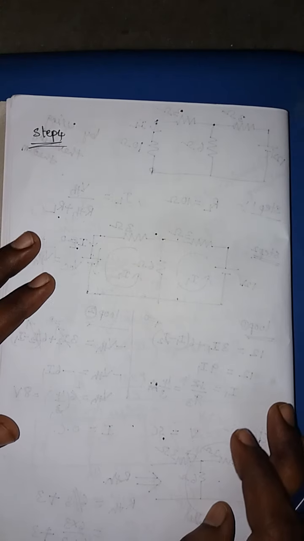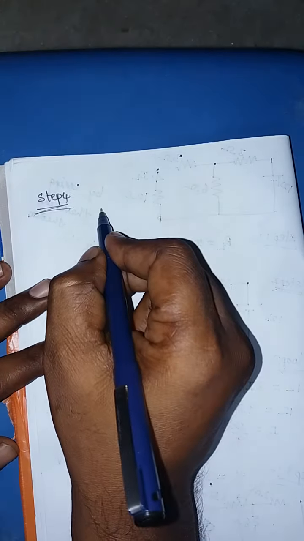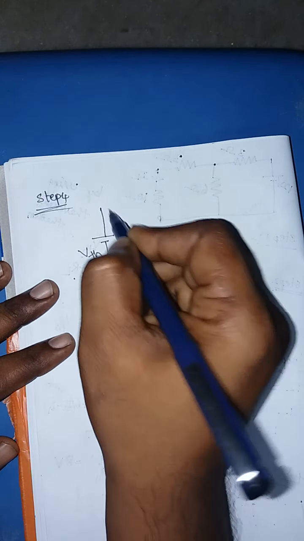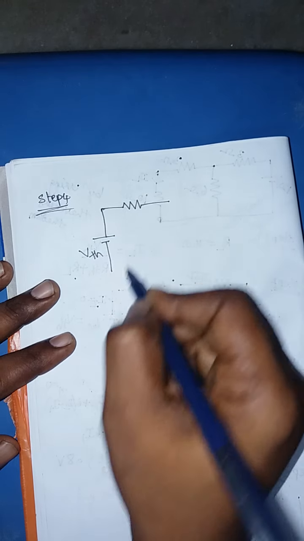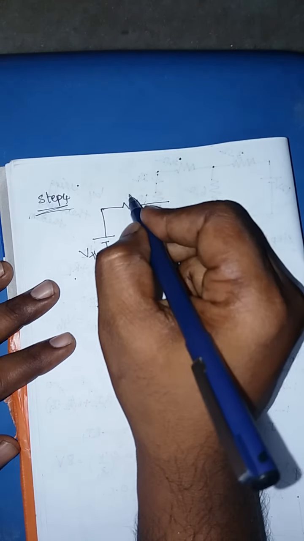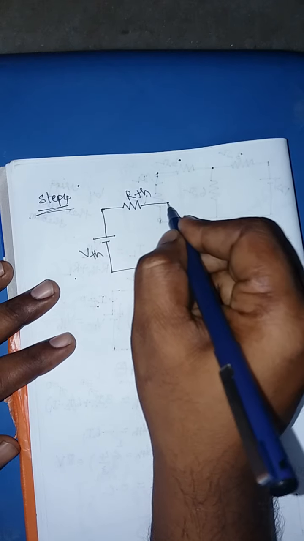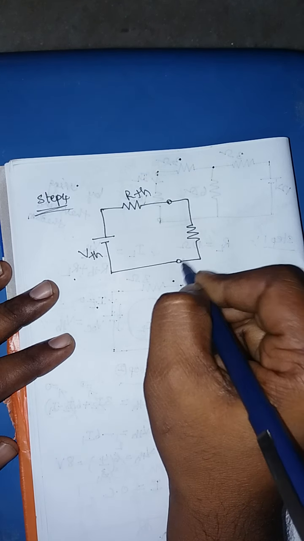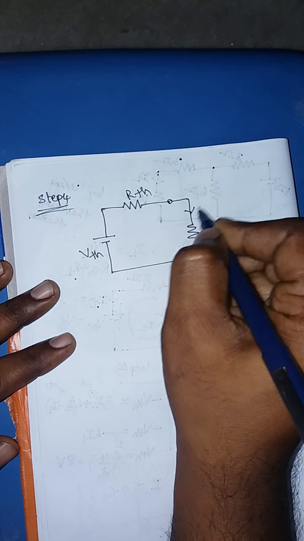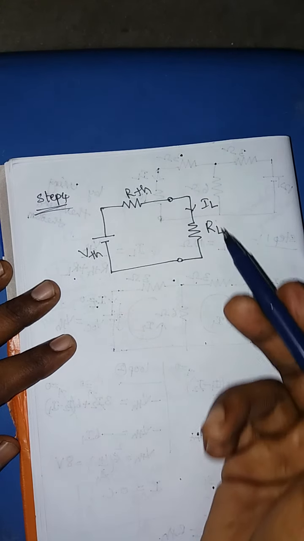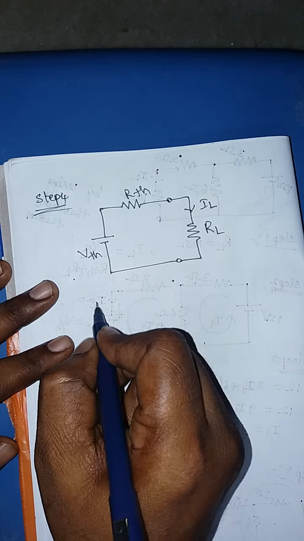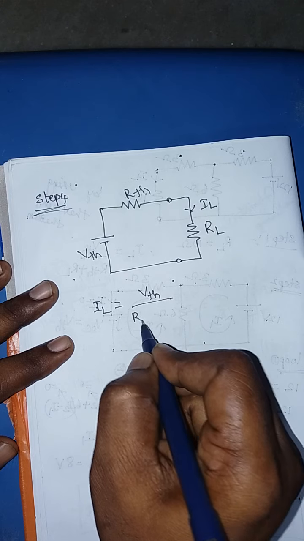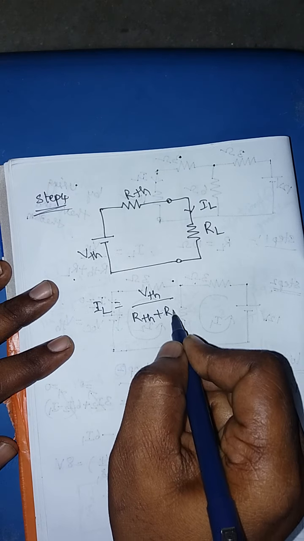you need to draw the Thevenin's equivalent circuit. What is Thevenin's equivalent circuit? VTH, a single voltage source connected in series with a single resistance, across the load terminals. This is the load terminal. Here the current is IL and we need to write the expression for IL. That is, IL is equal to VTH by RTH plus RL.